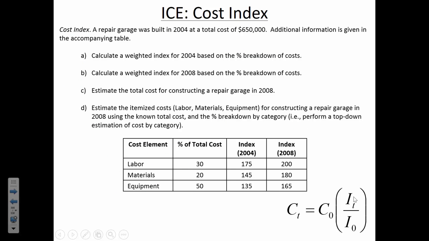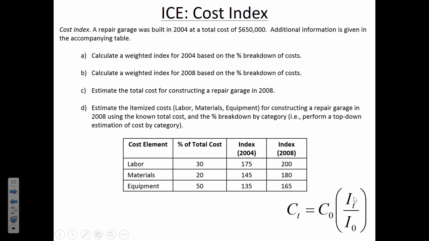Okay, so to get your hands dirty with a cost index and get some experience, what we're going to do is take the case of a repair garage where we know what the individual cost components were back in 2004. Not only that, we know the total cost and we know what the components were. Some of it for labor, some for materials, some of it for equipment costs. We want to predict how much it's going to cost to build an equivalent garage in 2008, where we know the index data for each.